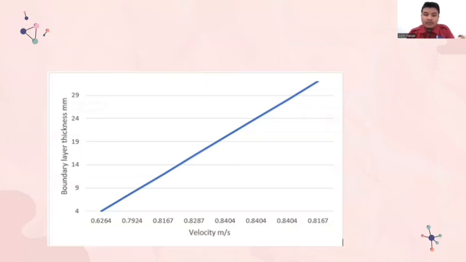The boundary layer thickness versus velocity in meter per second. That's all from me.